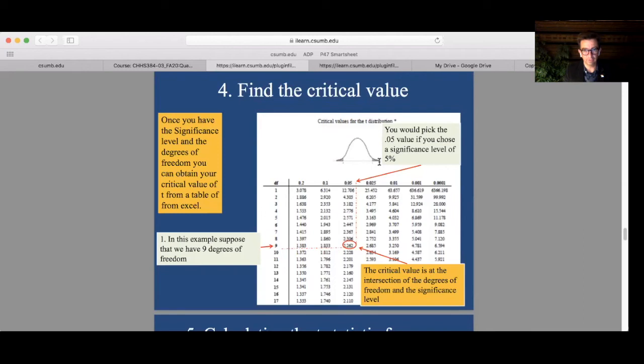And this is a table for two tails because our alternative is a two-tailed one. And we say, hey, for 9 degrees of freedom and 5%, this would be the critical value, this 2.262. This critical value is the intersection between those two in a statistics table, but we're going to determine ours using Excel. Excel has a table and can do this in the background.